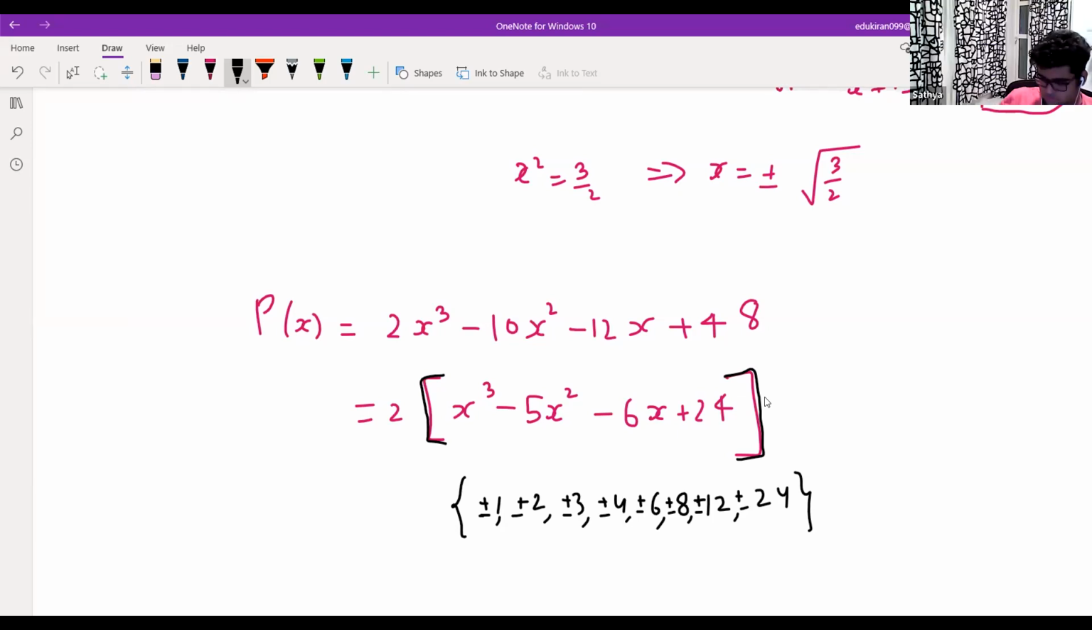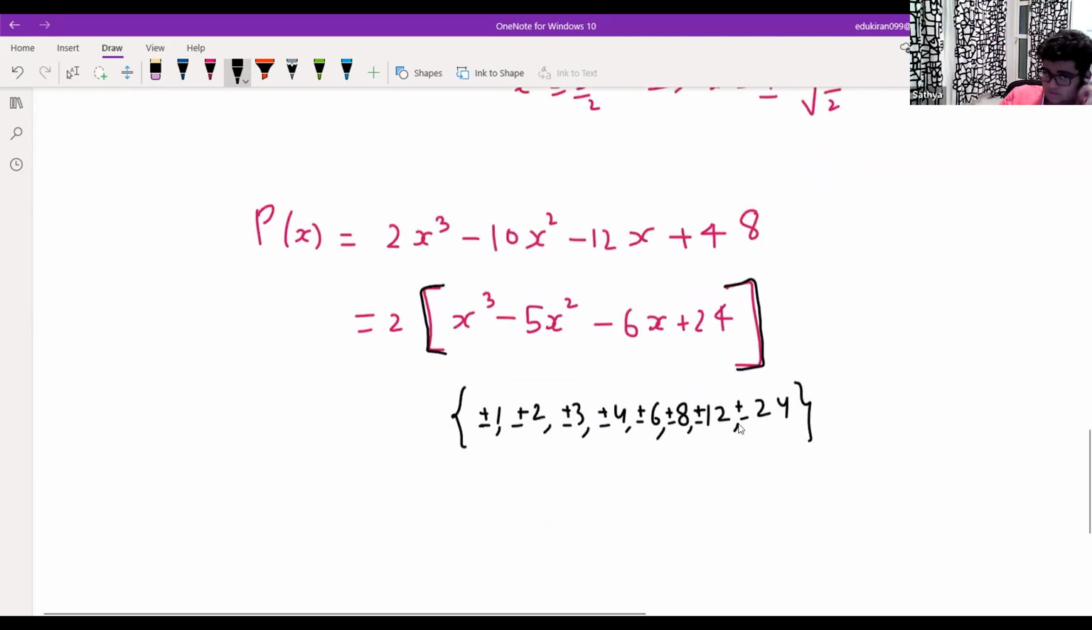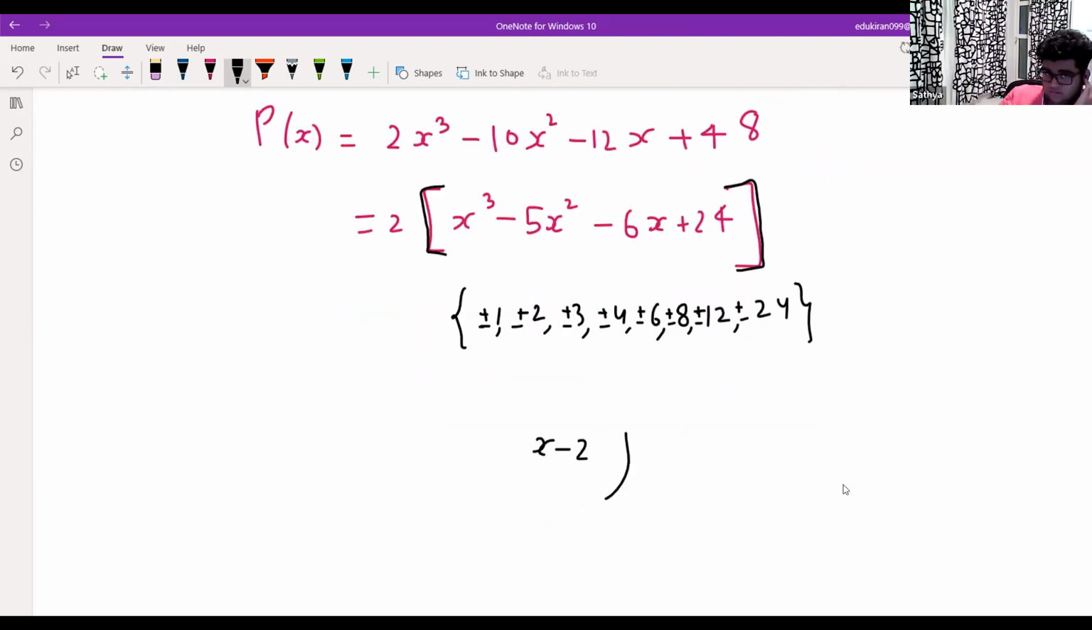I think 2 is a factor. Yes, 2 is the factor. So when you calculate, you can now do polynomial division. So 2 is a root. So x minus 2 is a factor.